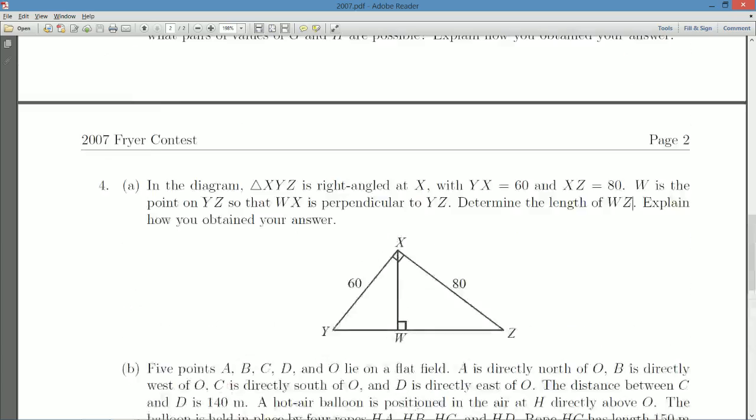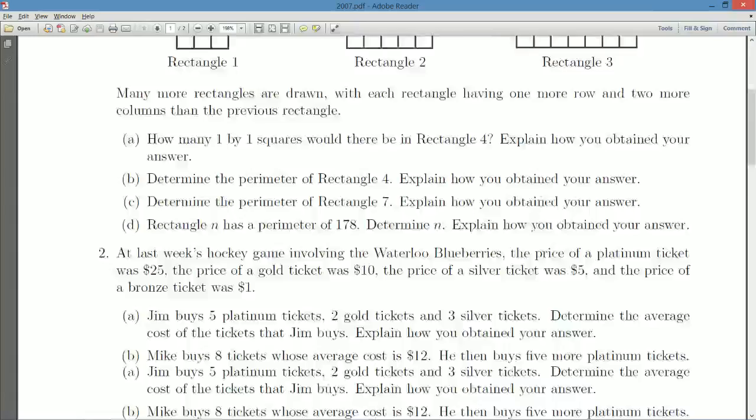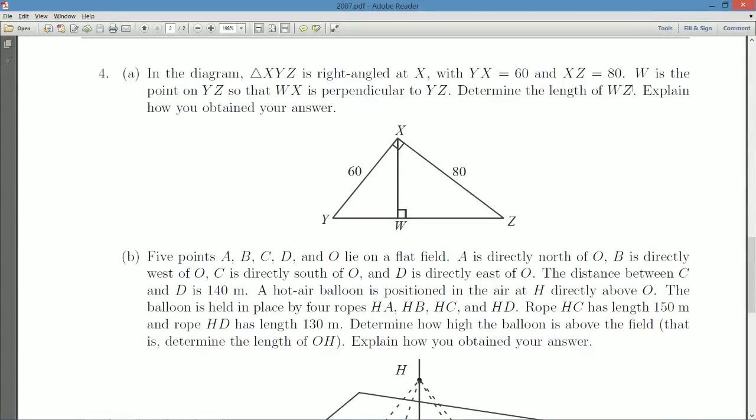I think they've said explain how you obtained your answer for every question on this contest. Have they done that in past years? I don't know. It's neither here nor there. Alright, on with the question.